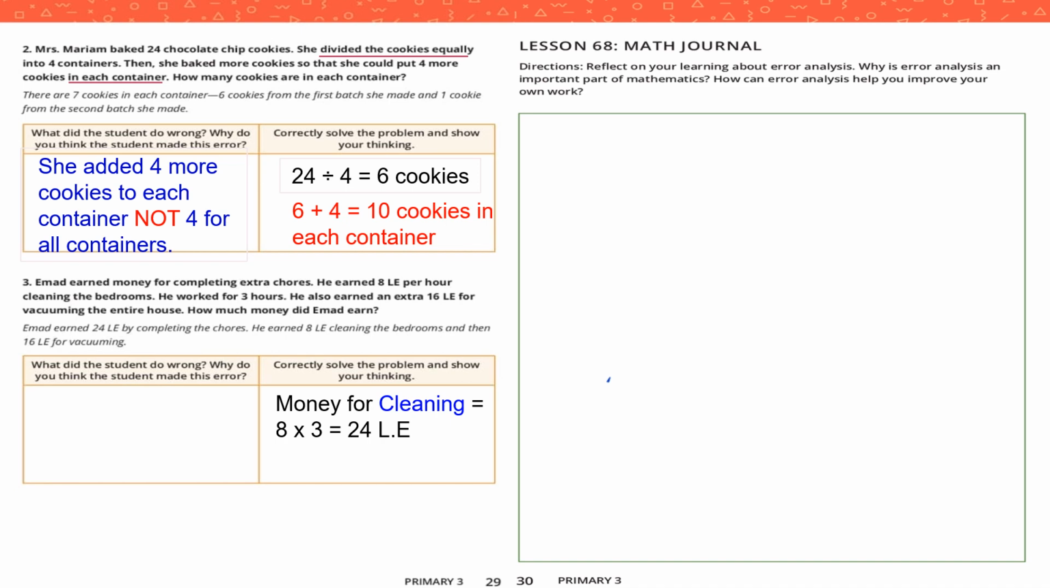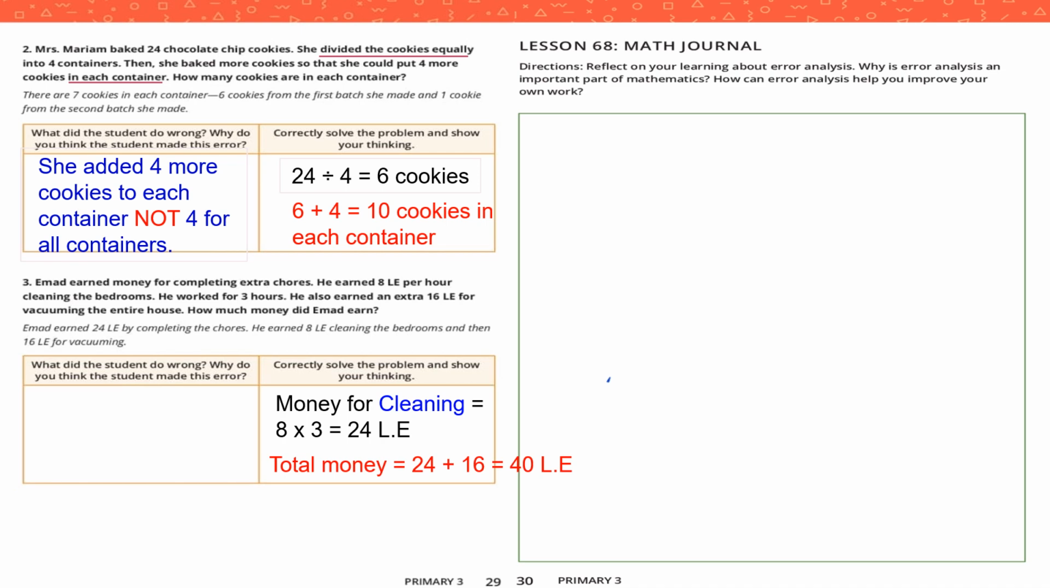He also earned an extra 16 for vacuuming the entire house. So we have 24 plus 16 equals 40 LE. He is asking me how much money did Ahmed earn in all. Okay, so in all he earned 24 plus 16 equals 40.